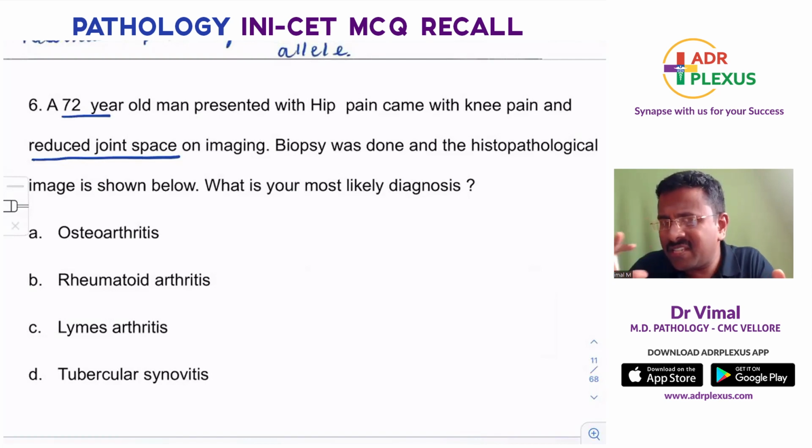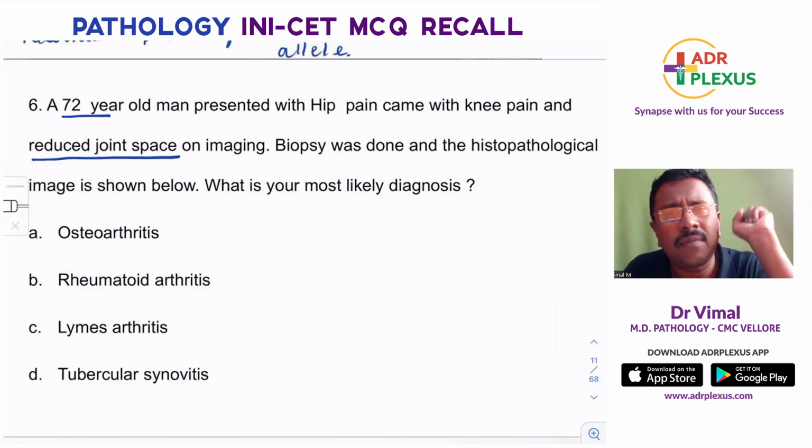So with this history, first of all we have old age, with reduced joint space. The first thing striking in our mind is osteoarthritis. And if it is a male, usually the hip joint is the first involved joint. Osteoarthritis in males usually involves the hip joint most commonly, and in females it is the knee joint and the hand joints. So in females osteoarthritis involves the hand joints and the knee joint, whereas in males the hip joint is the most commonly involved joint.